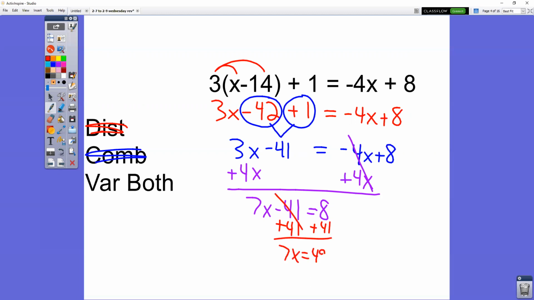7x equals 49. Divide by 7. Now it's just a one-step equation. So you get a final answer of x equals 7.